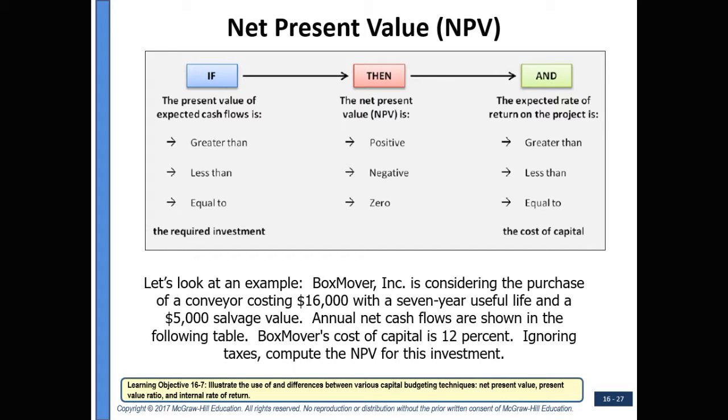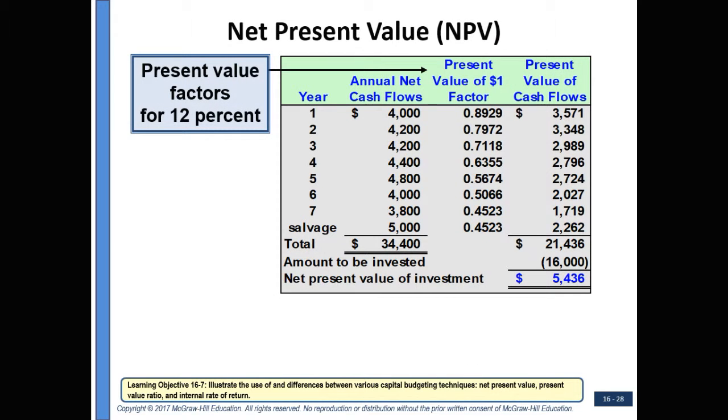So let's look at an example for Box Mover Incorporated, who is considering the purchase of a conveyor costing $16,000 with a 7-year useful life and a $5,000 salvage value. Annual net cash flows are shown in the table on the following slide. Box Mover's cost of capital is 12%, and we're going to ignore taxes for this purpose. So let's compute NPV for this investment.